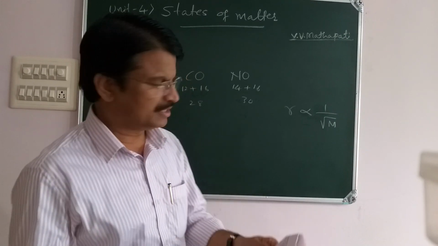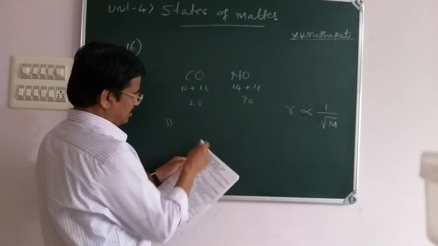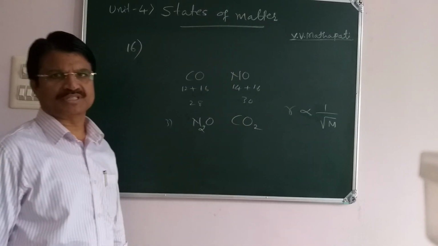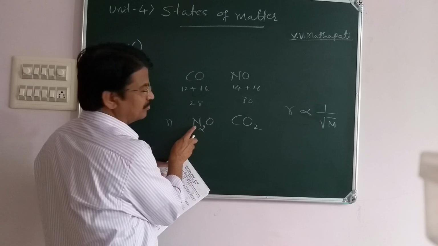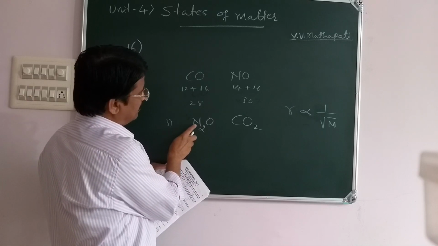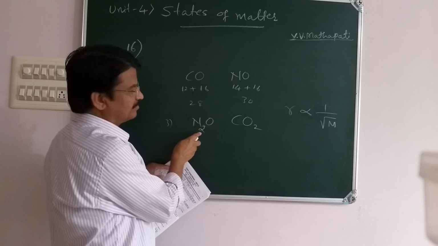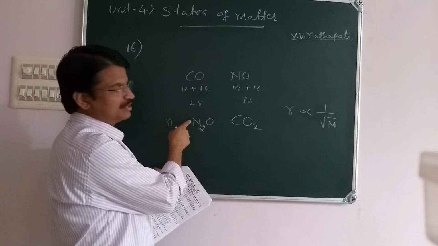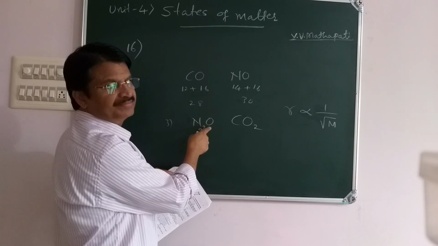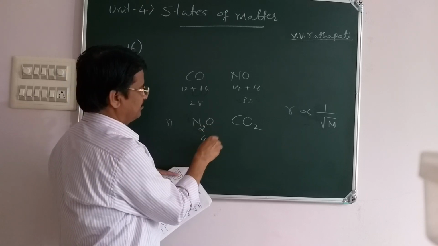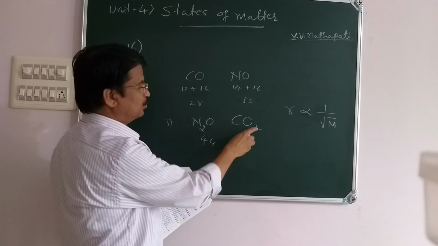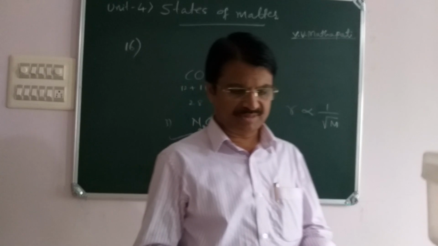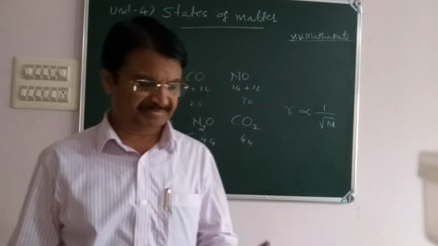Then in option 3, the third option, N2O and CO2 are given. Nitrogen is 14, double that is 28, plus 16, 28 plus 16 is 44. CO2 is 12 plus 32, 44. Right. So these two compounds have the same molecular mass, therefore they have the same rate of diffusion.